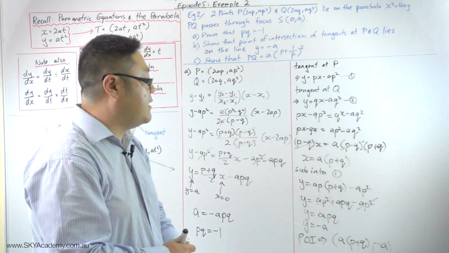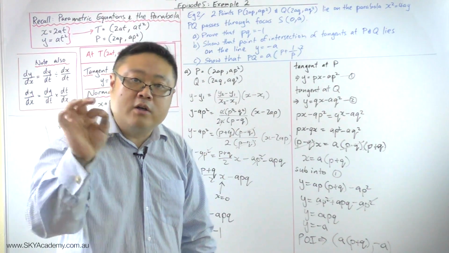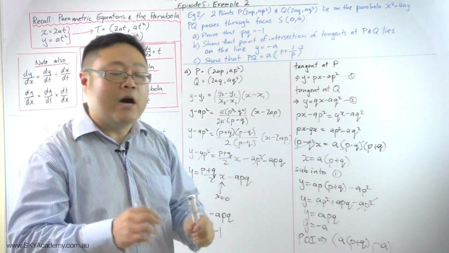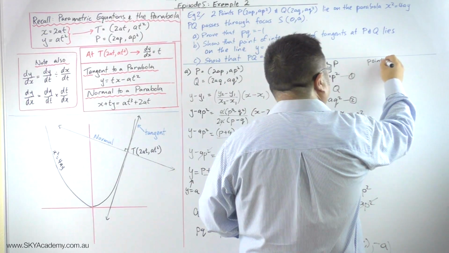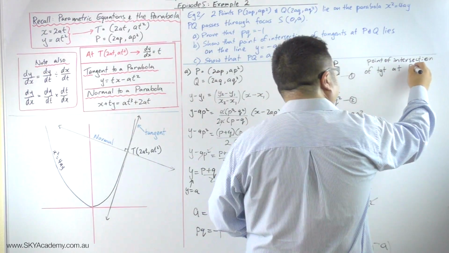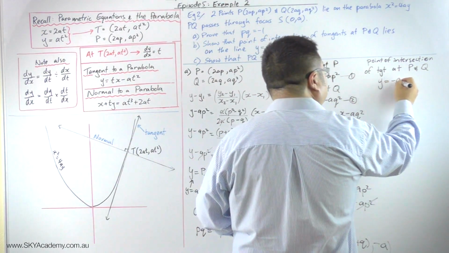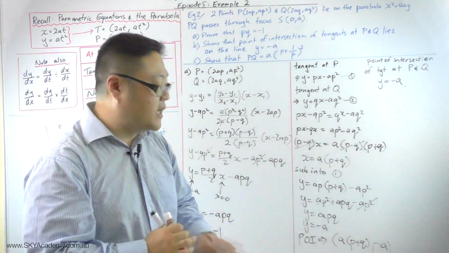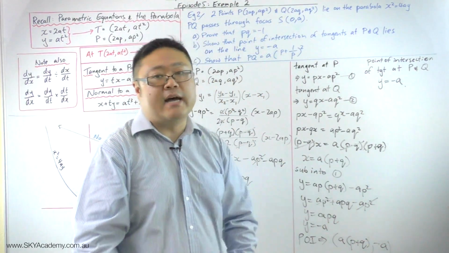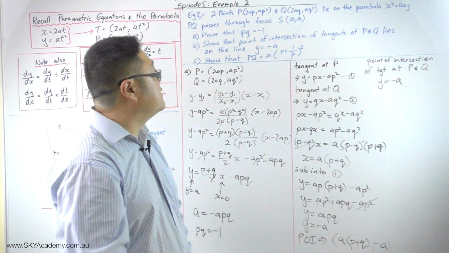Which basically tells you that the locus of the point of intersection of the tangents at P and Q is going to be the line y = -a, because x can change, but y will always be -a. So it actually lies on the directrix, which is exactly what we want.